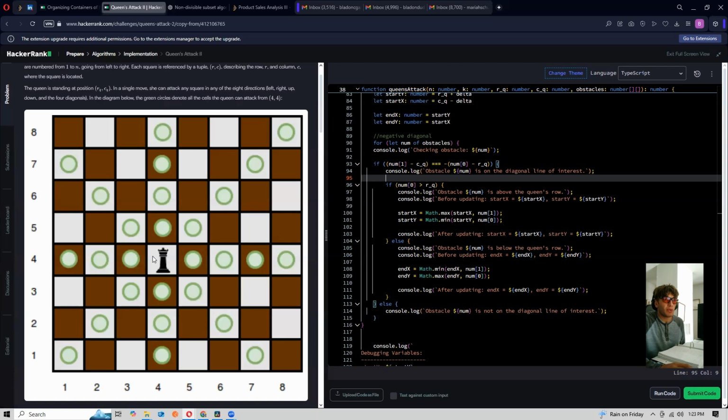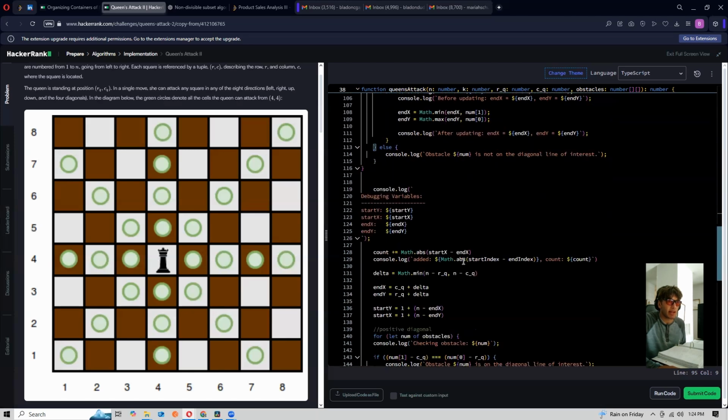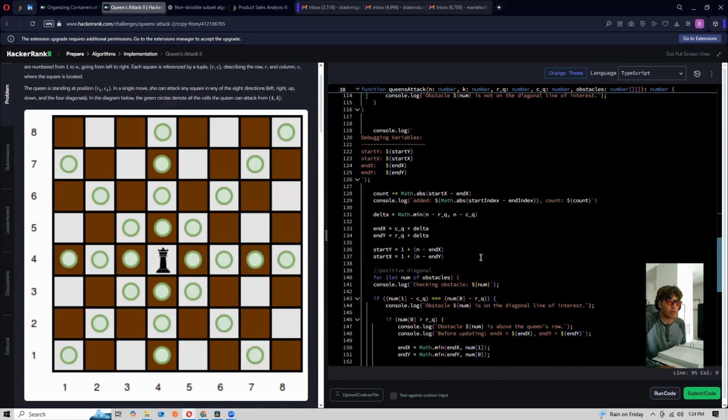And then we move on to the positive diagonal, which follows some similar rules, although different. We take n minus our row and n minus our column, and we take the minimum between those two values. In this case, it perfectly aligns in a corner, so they're equal to each other, and it just takes either of them. We then add that delta to our current position. In this case, our delta was 4, and our chess piece's position is at 4, 4. So we end up at 8, 8, which accurately is our end index.